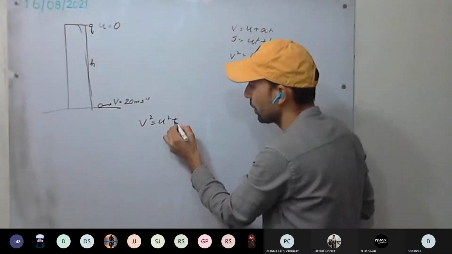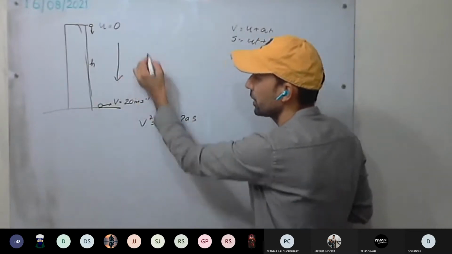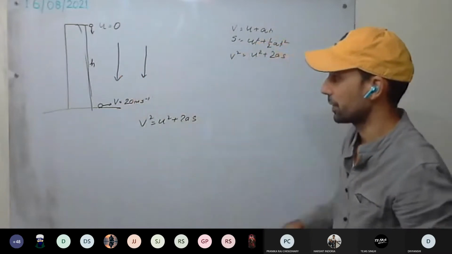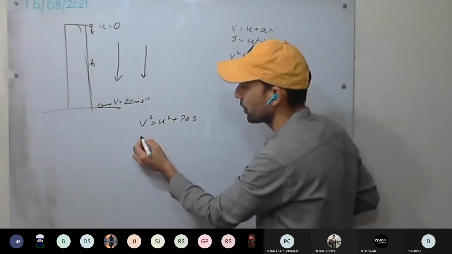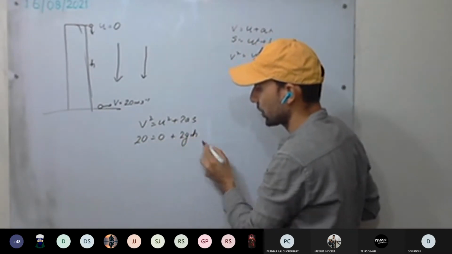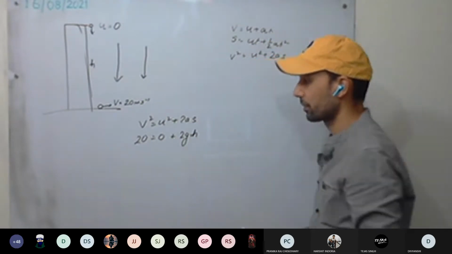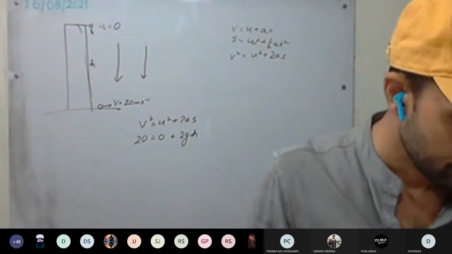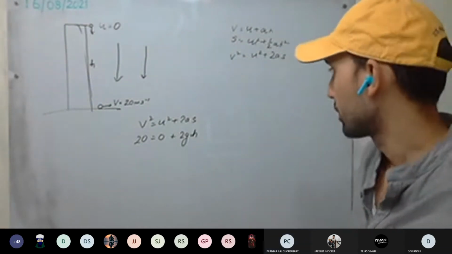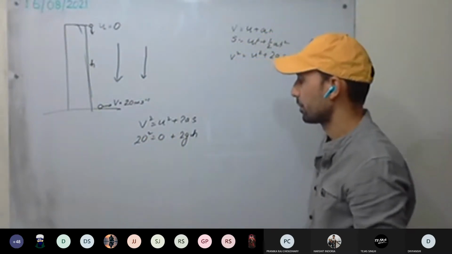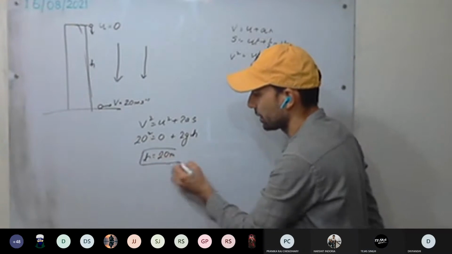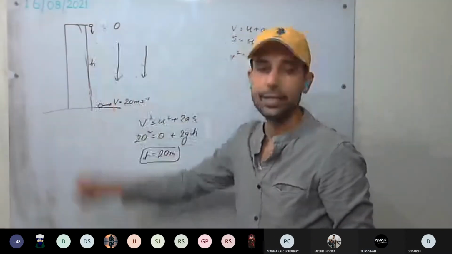v square equal to u square plus 2as. Motion in this direction, g also in the same direction. So acceleration is there. You can see velocity is increasing from 0 to 20 meter per second. So final velocity 20 square equals u, which is 0, plus 2gh. Calculate h. g you have to take as 10 meter per second square. Calculate it. H equal to 20 meters you will get. So tower height is 20 meters.